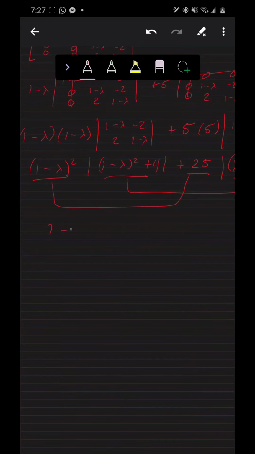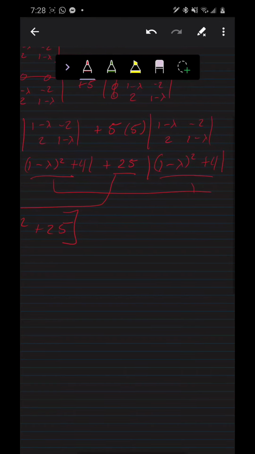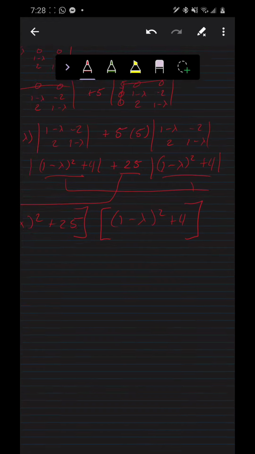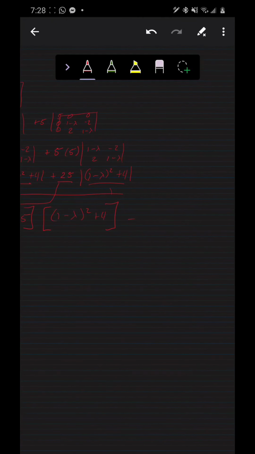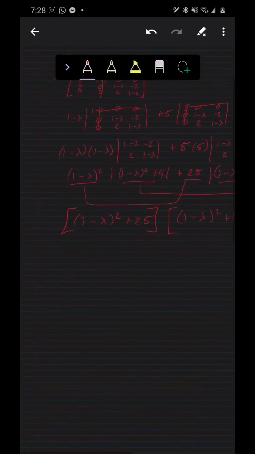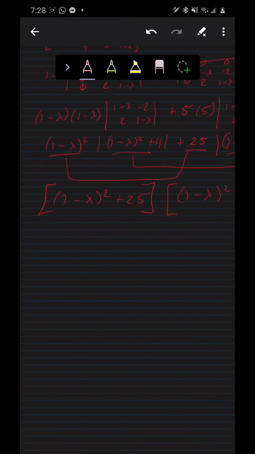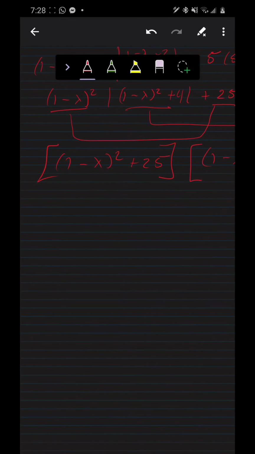It's gonna be 1 minus this squared plus 25, and this is gonna be a whole bracket. And then we're gonna have our inside function. So it's gonna be 1 minus this squared plus 4, and this is gonna be our canonical polynomial, and we have to equal it to 0 to be able to find our eigenvalues for this problem.